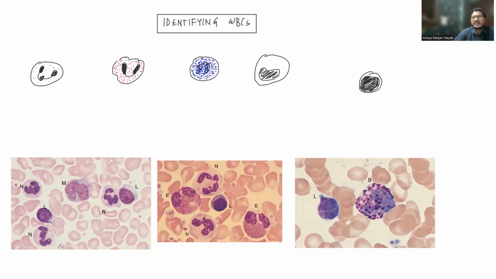Hello everyone. In the previous lecture, we have discussed the process of normal hematopoiesis. In this lecture, we are going to study identifying the WBCs, and we'll also discuss the quantitative disorders of white blood cells.